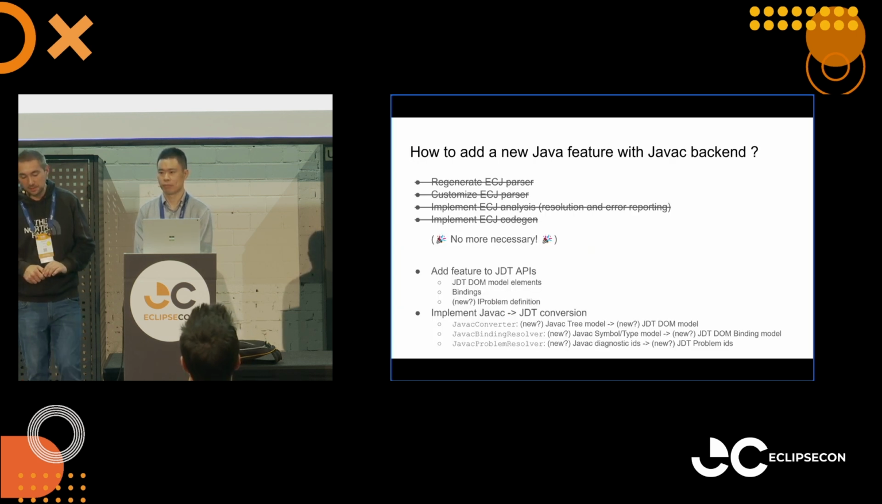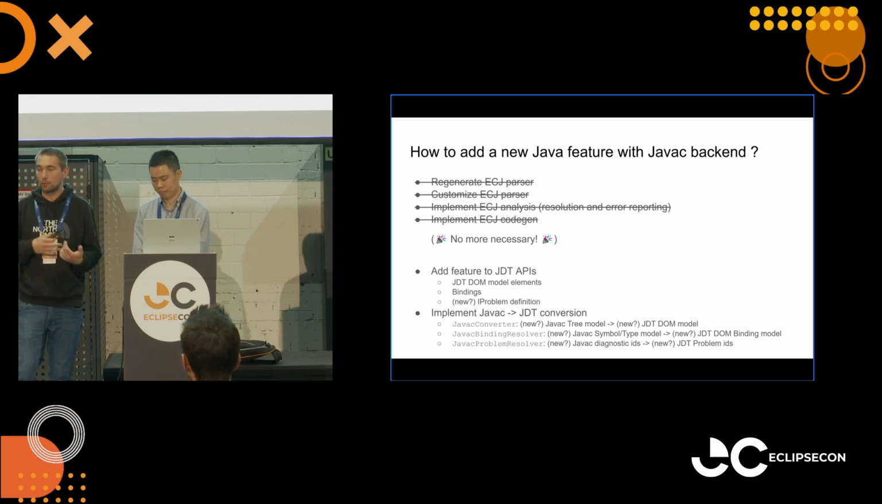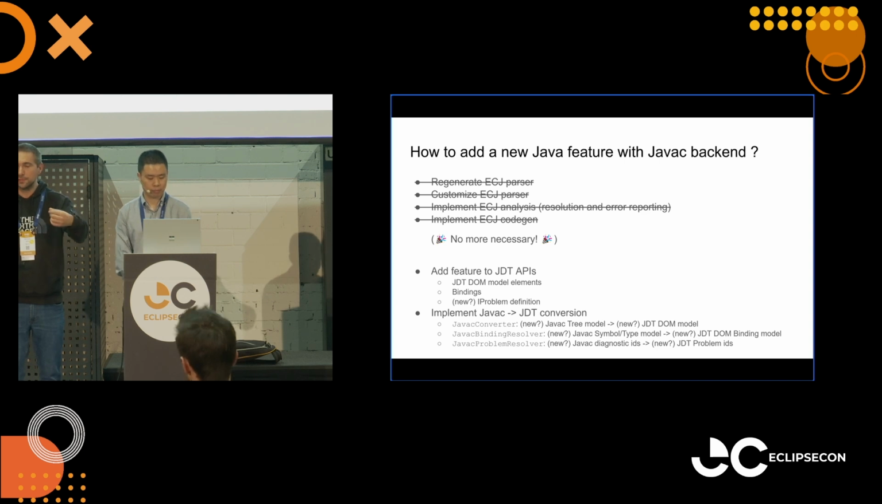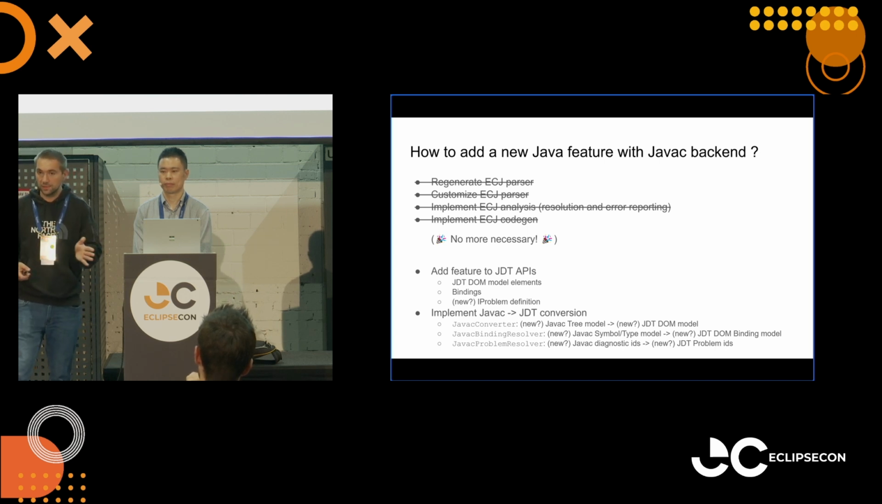Now, the promise is, let's say Java adds a new feature in the language, a new construct, a magic switch, whatever. Before our proposal, and even now with ECJ, the first four steps listed here are mandatory, which means that before being able to use it in the IDE, you have to tweak the grammar, regenerate the parser, customize the parser, implement the analysis, the codegen, and so on. Those were mandatory steps and are still mandatory steps with ECJ as backend. With Javac, you can skip those. You don't need those to make progress in adopting a new Java feature.